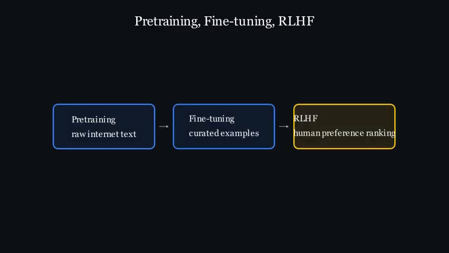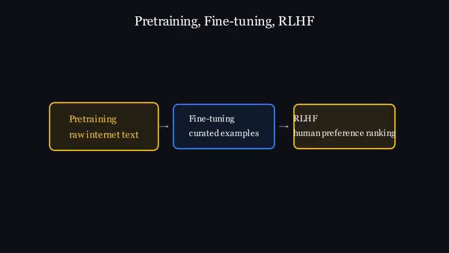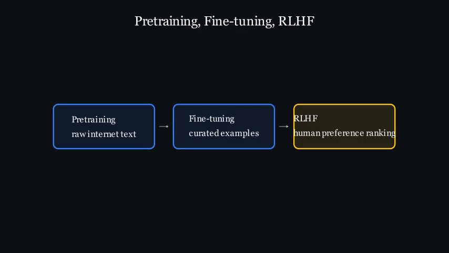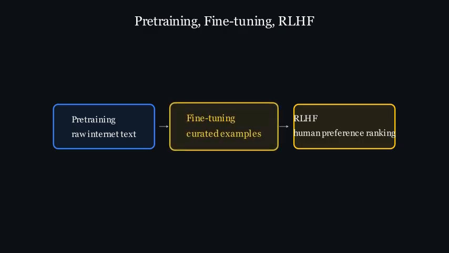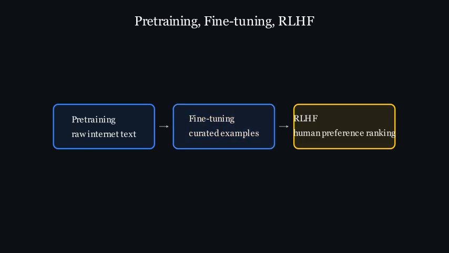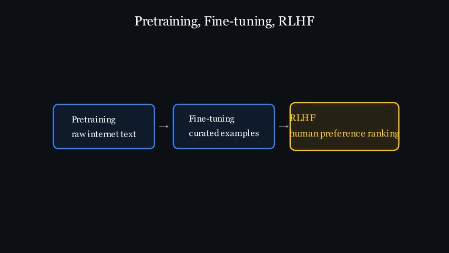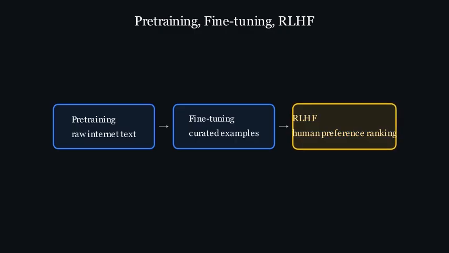Getting a model from raw internet text to a helpful assistant happens in stages. First, pre-training. The model reads a huge slice of the internet, just learning to predict the next token. Then, supervised fine-tuning. It's shown curated examples of good question and answer behavior. Finally, reinforcement learning from human feedback. Humans rank different responses, and the model is nudged to produce more of what people actually prefer.